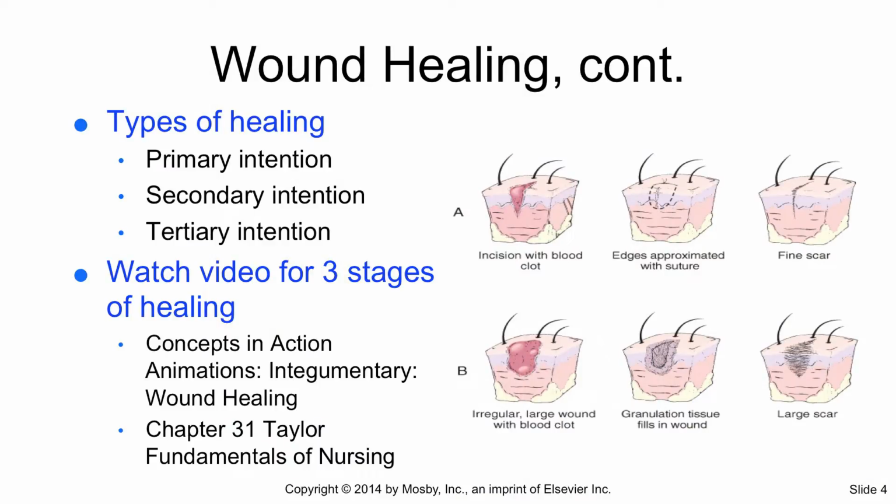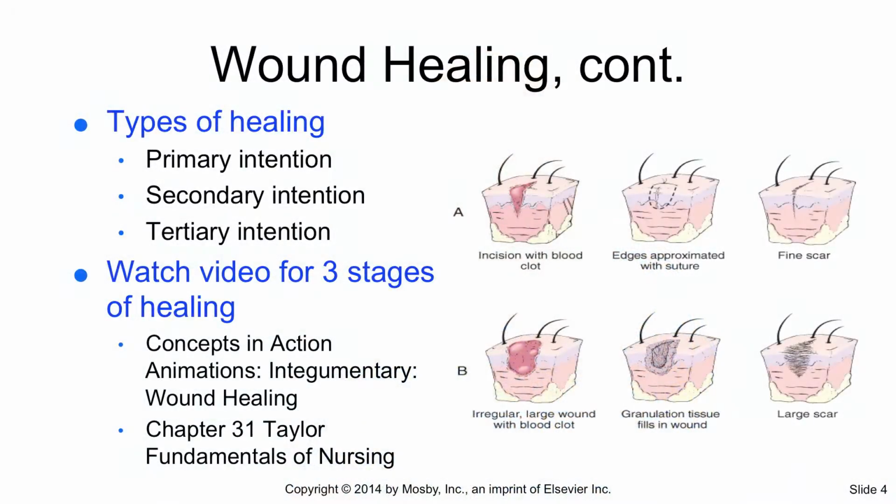There are 3 types of healing. There is primary intention, and that's when you have a surgical wound and the doctor just sutures it up or staples it up. And we're going to learn how to assess those wounds and how to take out sutures and staples.